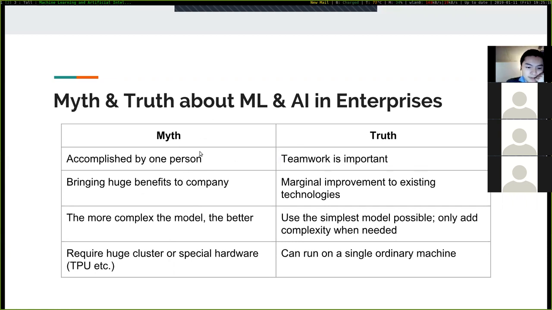So myth two is that machine learning can solve everything your company has, and once you have it, you don't have any problems anymore. No, it's not like that. Before machine learning, different companies already had their own ways to solve problems, but maybe machine learning will add some improvement to that.